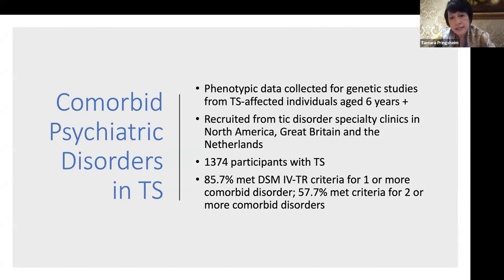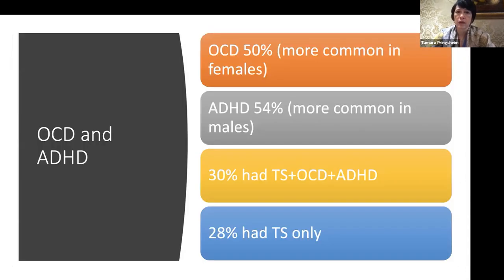And they found that 86% of people with Tourette syndrome met DSM-4 criteria for one or more comorbid disorders, while nearly 58% met criteria for two or more comorbid disorders. So OCD was present in 50% of their population, and ADHD in 54%. 30% had all three disorders, and 28% had Tourette syndrome only.